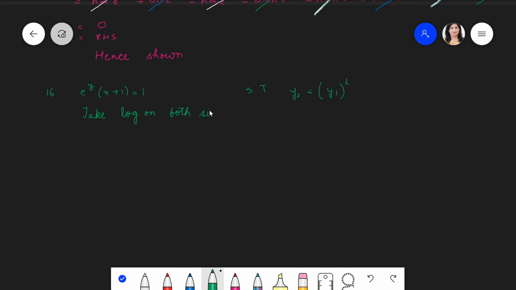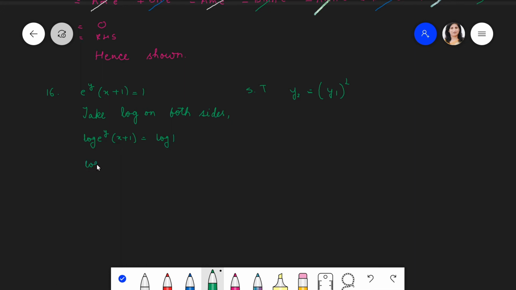See, you can directly differentiate also. First method, you can directly differentiate. Second method, you can take this x plus 1 term to the right hand side and then differentiate. So I am using a method where I am taking log on both sides. So we get here log of e to the power y into x plus 1 is equal to log 1.